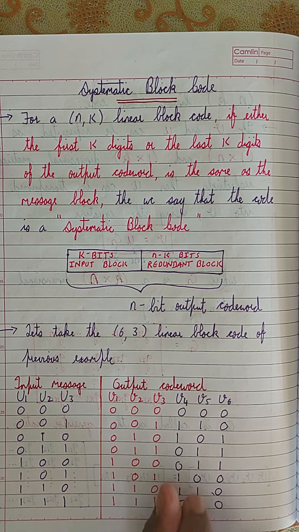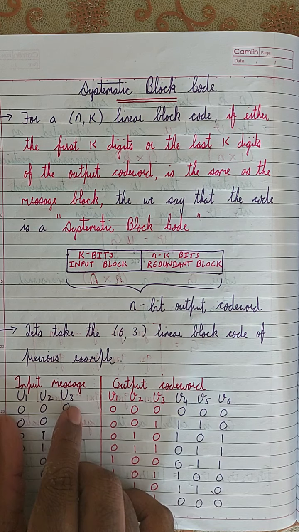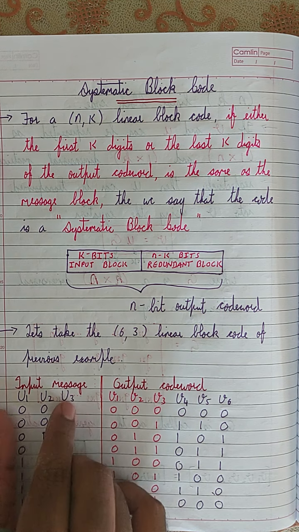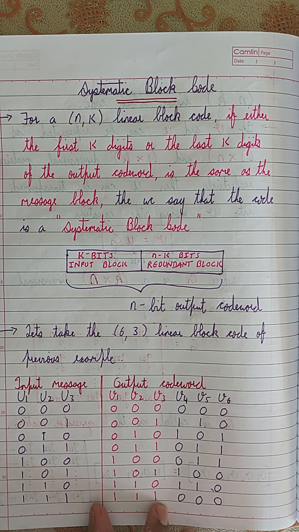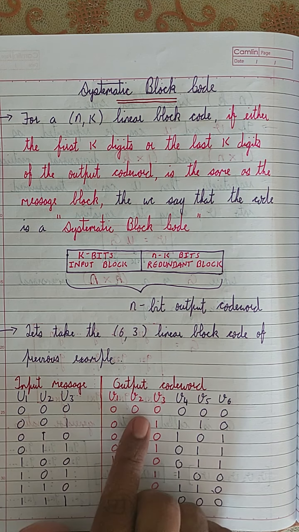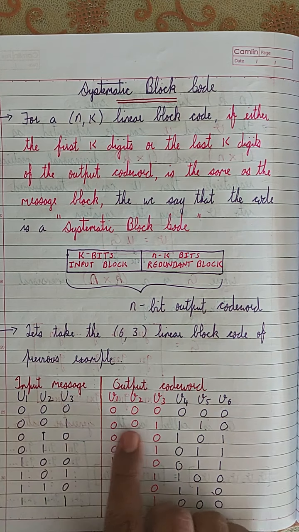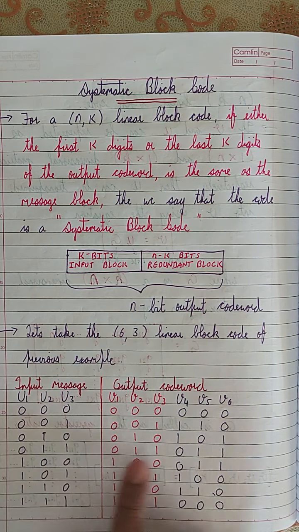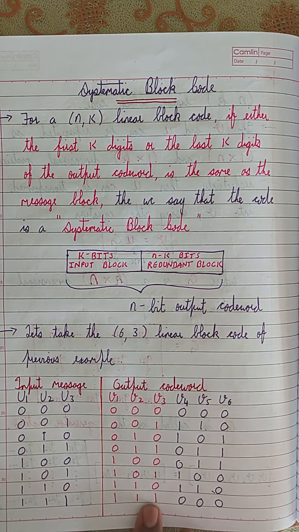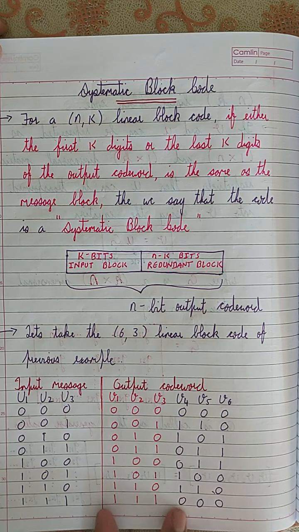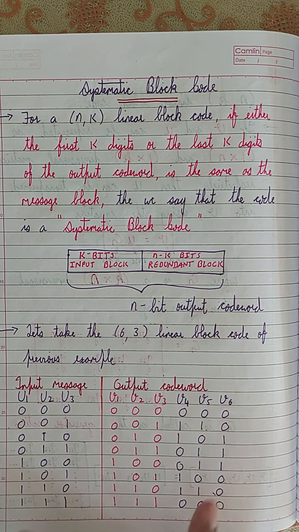Now look at the first portion of the output code word, the first 3 bits, and compare with the input message of 3 bits. If you look over here, they are exactly the same. Here 0 0 0, here also 0 0 0; here 0 0 1, 0 0 1; 0 1 0, 0 1 0; and so on through 1 1 1, 1 1 1. So the first portion of your output code word is the same as your input message. This is what you call a systematic block code.